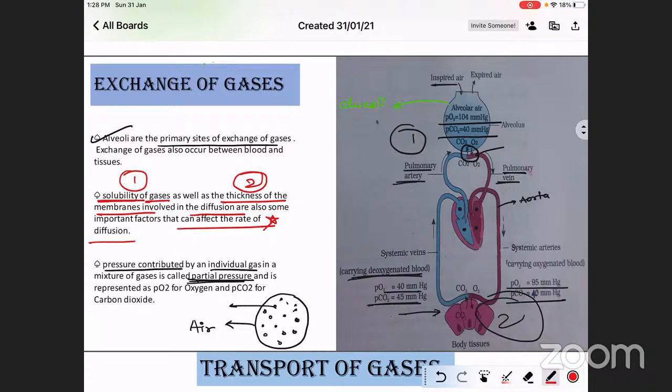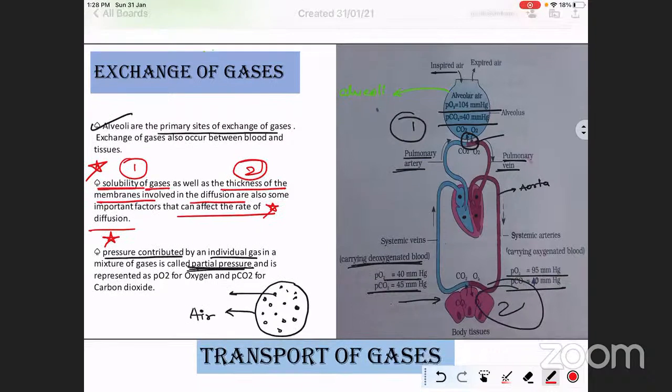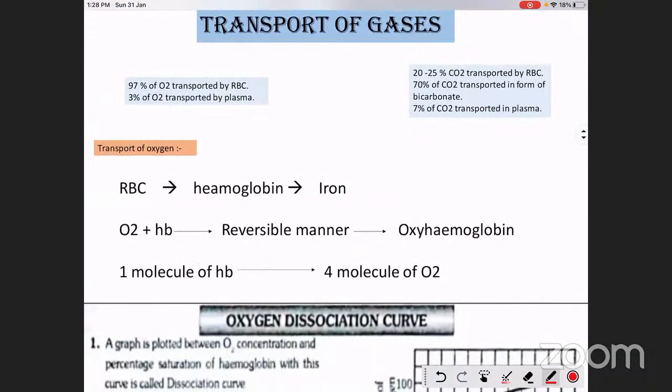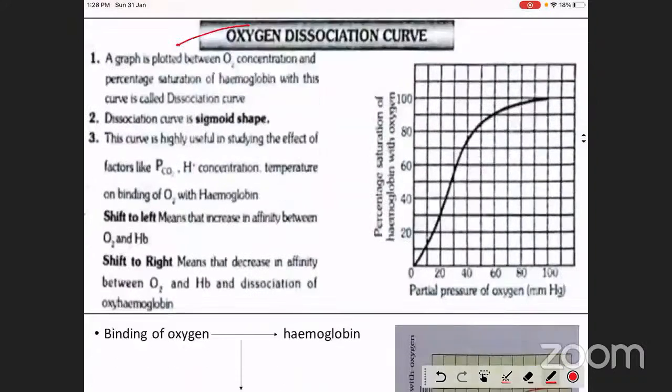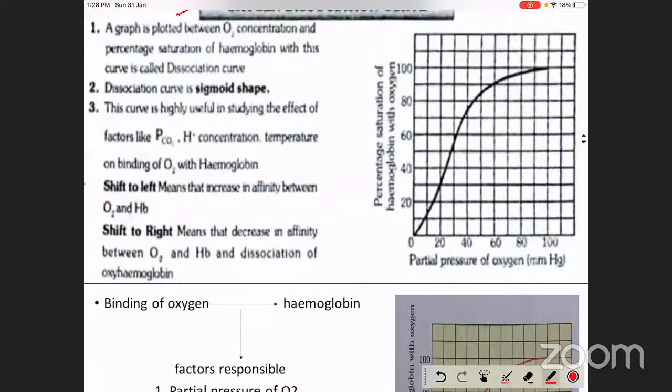So this is all about the intro of gas exchange: the factors you have to remember, and the partial pressures of gases. You have to remember the PO2 and PCO2, and this overview of exchange, because from the next class we will talk about the transport of gases, how the gases are transported, what the oxygen dissociation curve is, and the exchange of carbon dioxide. We will talk about the transport of oxygen and the oxygen dissociation curve. Please come after reading.